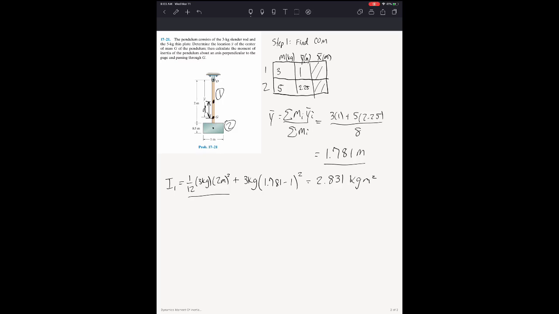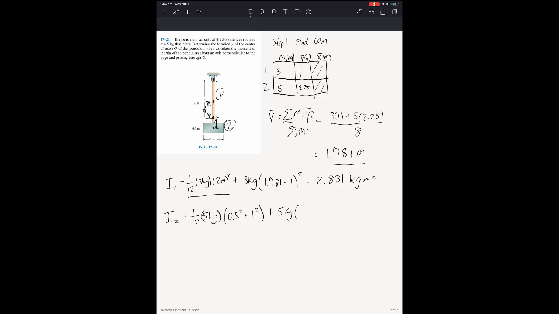Cool. Now I need to find the moment of inertia of shape 2. That's equal to 1/12 its mass, which is 5 kilograms. And the formula for a thin plate is a squared plus b squared, where a and b are the side lengths. So this is going to be 0.5 squared plus 1 squared. And then I've got to use the parallel axis theorem. I need to add the mass times the distance between their centers of mass.